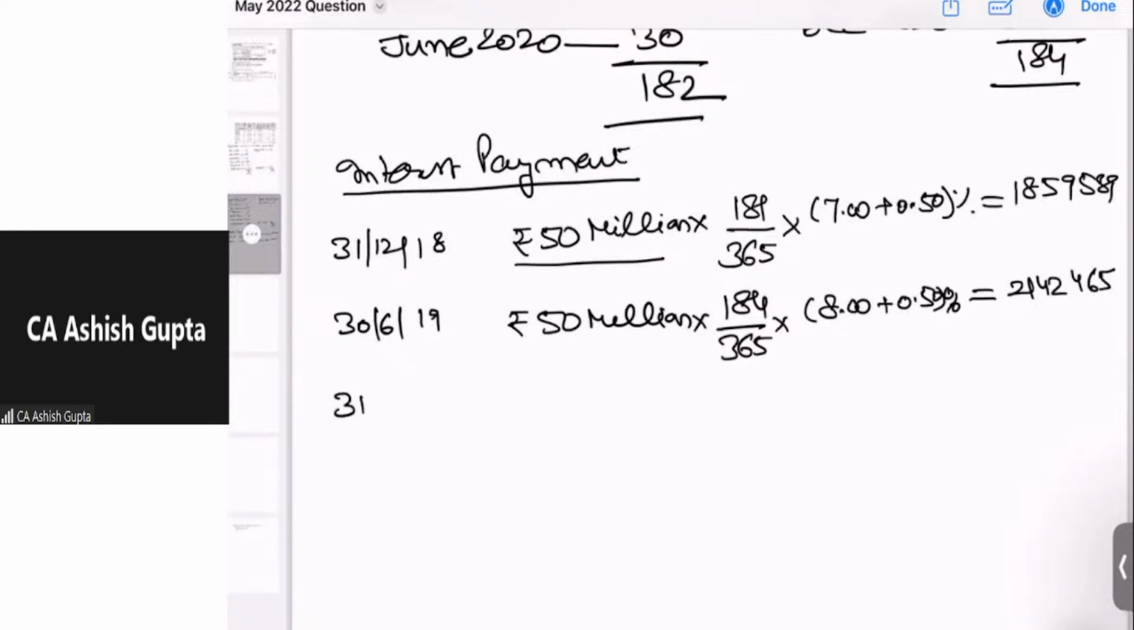Similarly, now here you will have to watch for a catch. 50 million, no problem. Here the number of days is 182 days, but in the denominator, please remember, as usual we would use 365, but here it is a catch. We shall use 366 days because it is a leap year. Okay, student? Most of the students commit a mistake in this case.